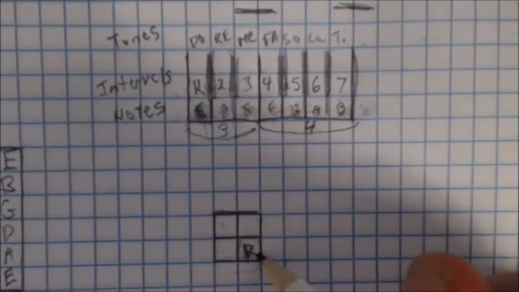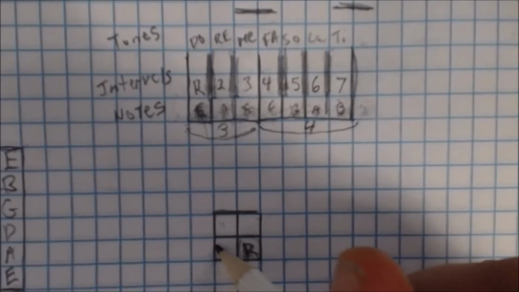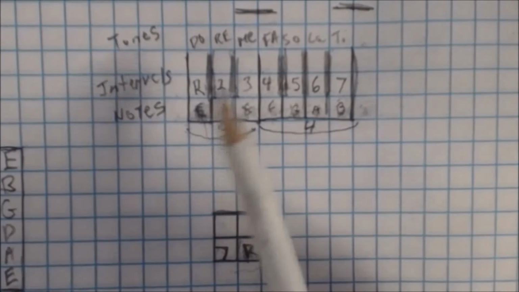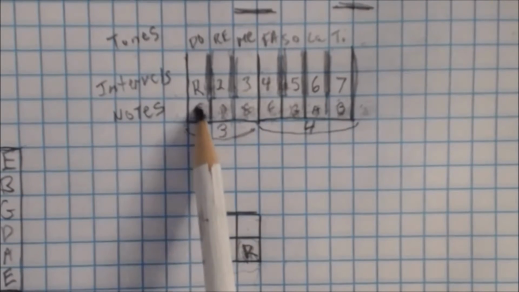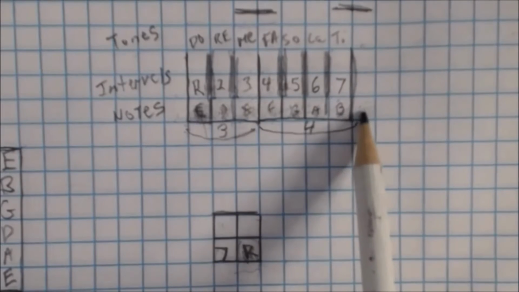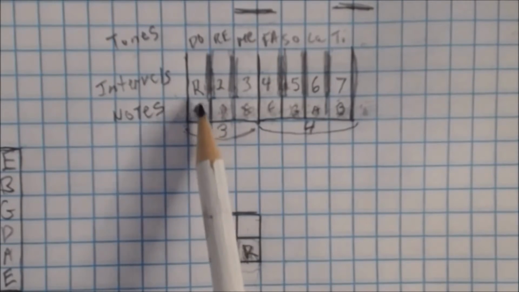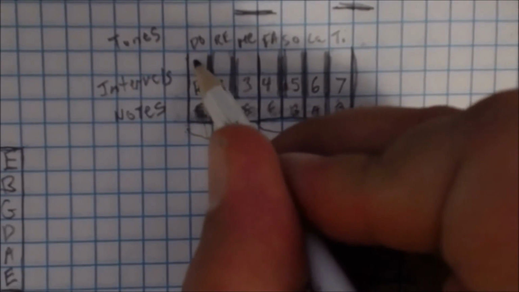So we have R here in this box, then we're going to put a 7 here in this box, because this one here, if it's the root, well, what's the half step? B and C, the 7 and the 1, 7, 1. You can also think of the R as a 1.